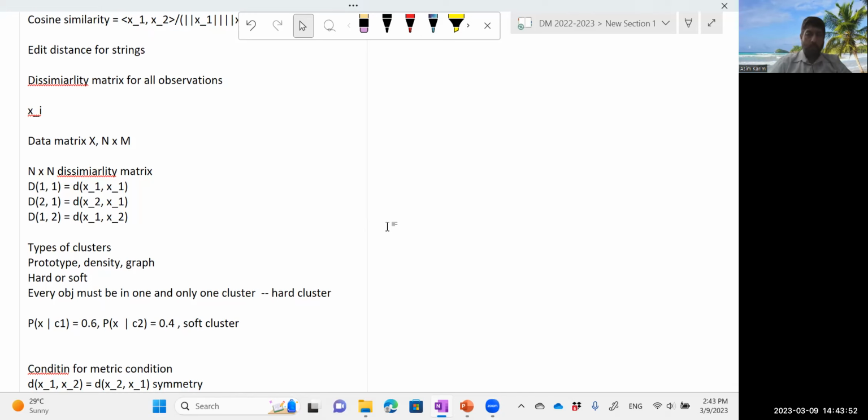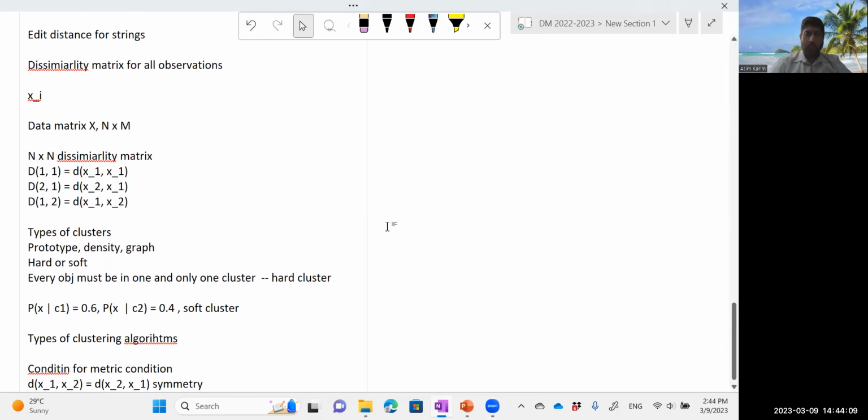Okay. So this was, there are actually other types of clusters as well. I won't go into that. So now let's briefly talk about types of algorithm. Or here, of course, I will mention them. So we have partitional, we have hierarchical. So these are the two main types of clustering algorithms.